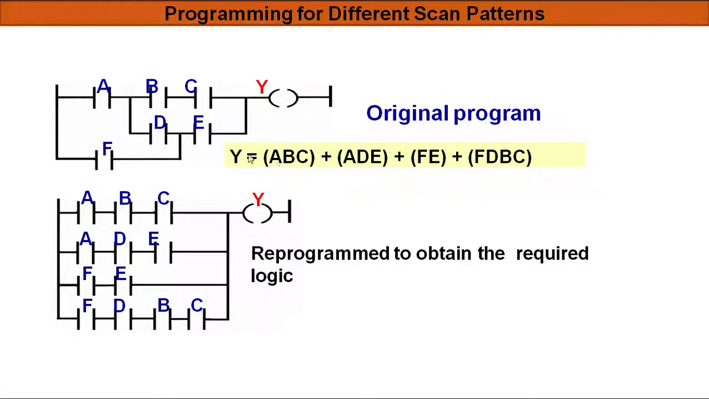Original program or different scan pattern like this: ABC plus AD plus FDBC. We have ABC, ADE. Here you can find ADE, ABC, A. FC, F, D, E, B, C, all of them are coming.